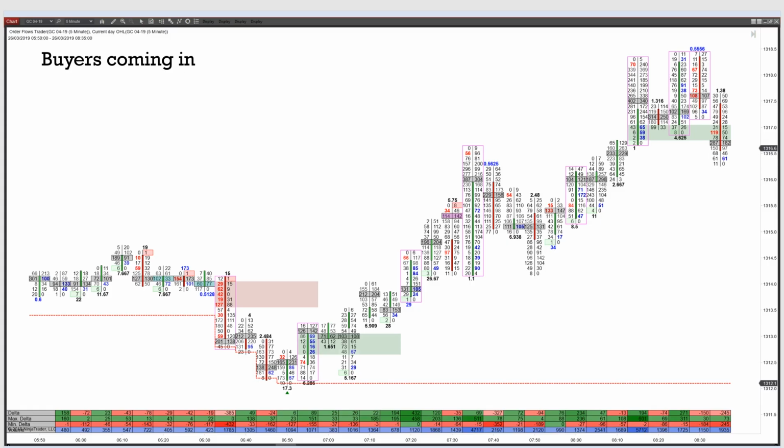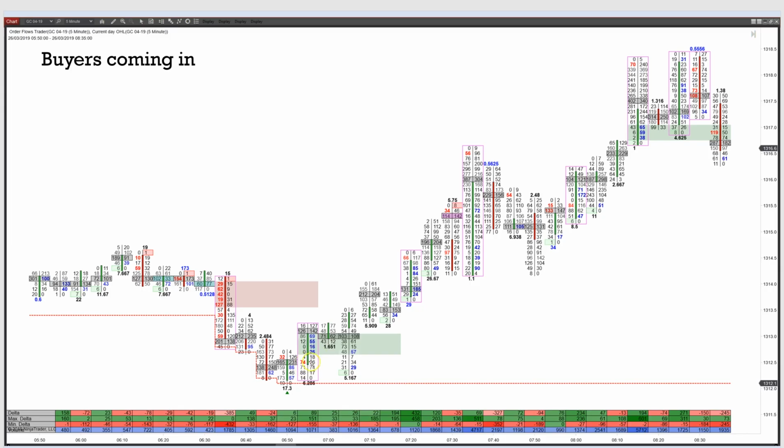Supportive buying here, supportive buying in here, and the market continues up. That's what you need in a trend, and that's a sign of absorption. Buyers are absorbing the selling going in here. It's like a fish swimming upstream. It's like you're trying to go against the current. Don't go against that current.